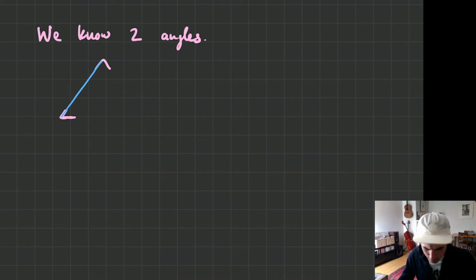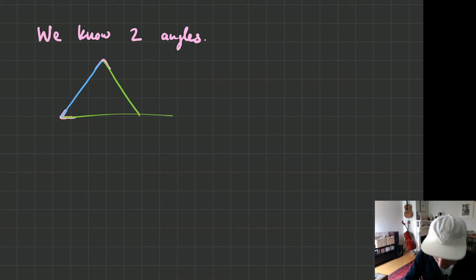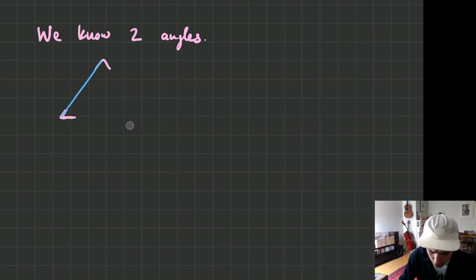Okay, so let's say we know 2 of the angles and we know the side length between those 2 angles. Then you can kind of imagine, well, now we know everything that there is to know about the triangle, right? Like we could construct the triangle, right?